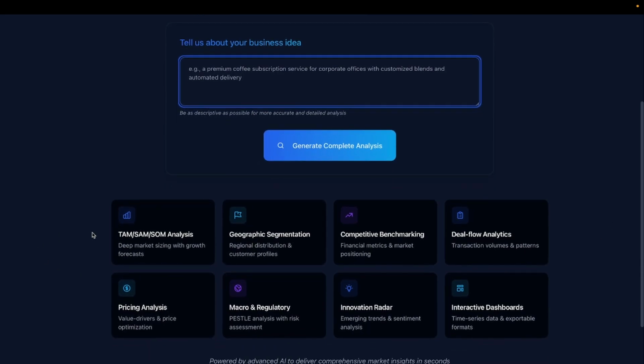It's going to give me TAM, SAM, SOM analysis, so total addressable market, serviceable addressable market, all of that. It's going to give me a bunch of stuff about that, not just the 3 metrics. Then geographic segmentation. It's going to look around the globe. Where is this product that you want to make currently in really high demand? Competitive benchmarking. We're going to take a look at financial metrics and market positioning.